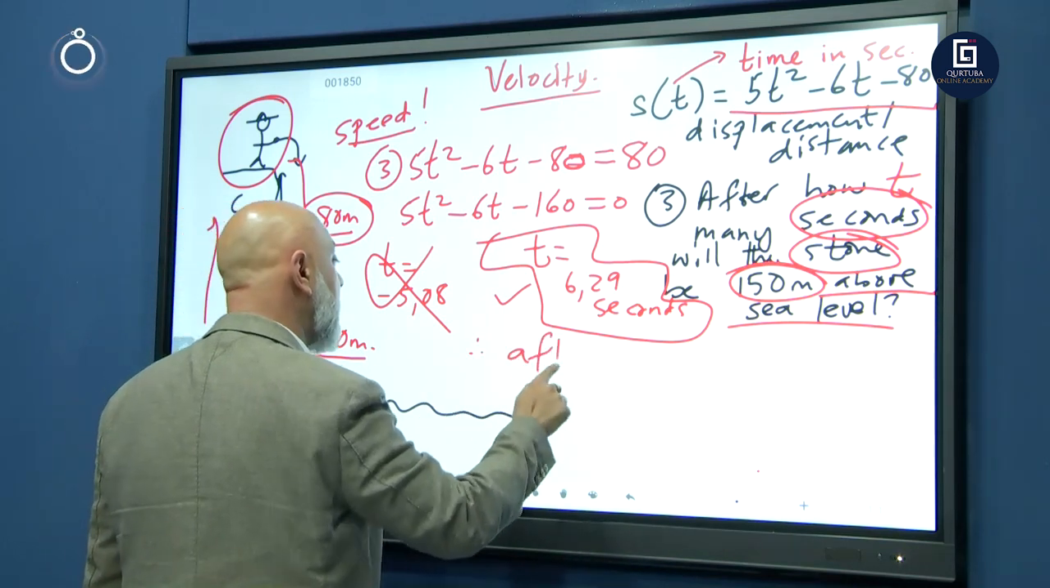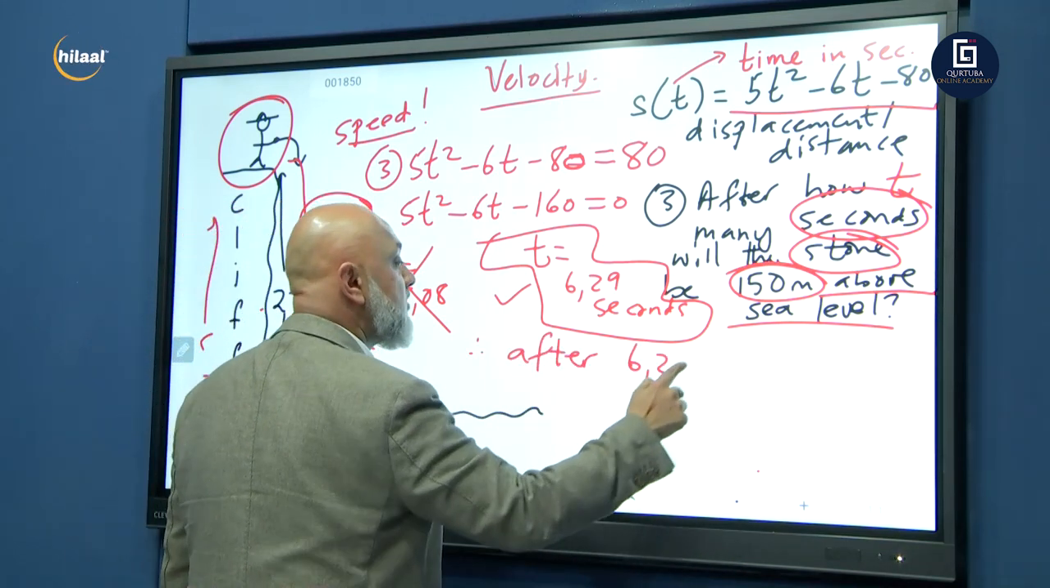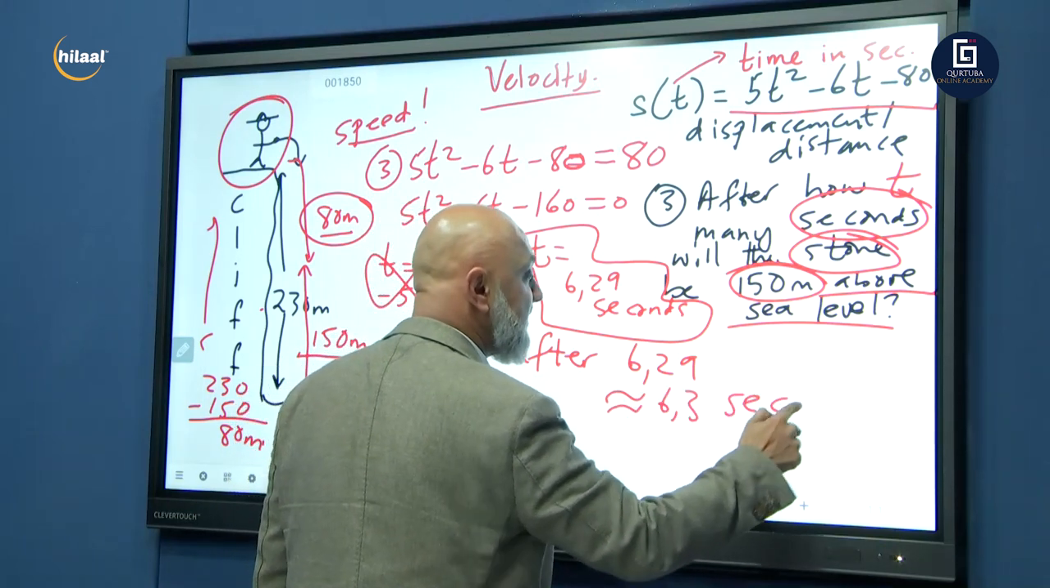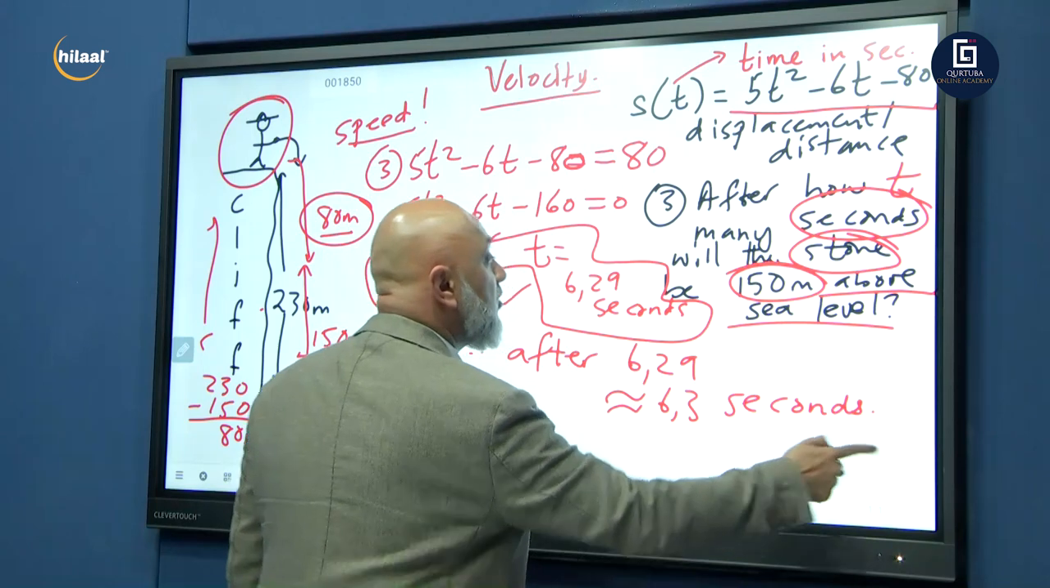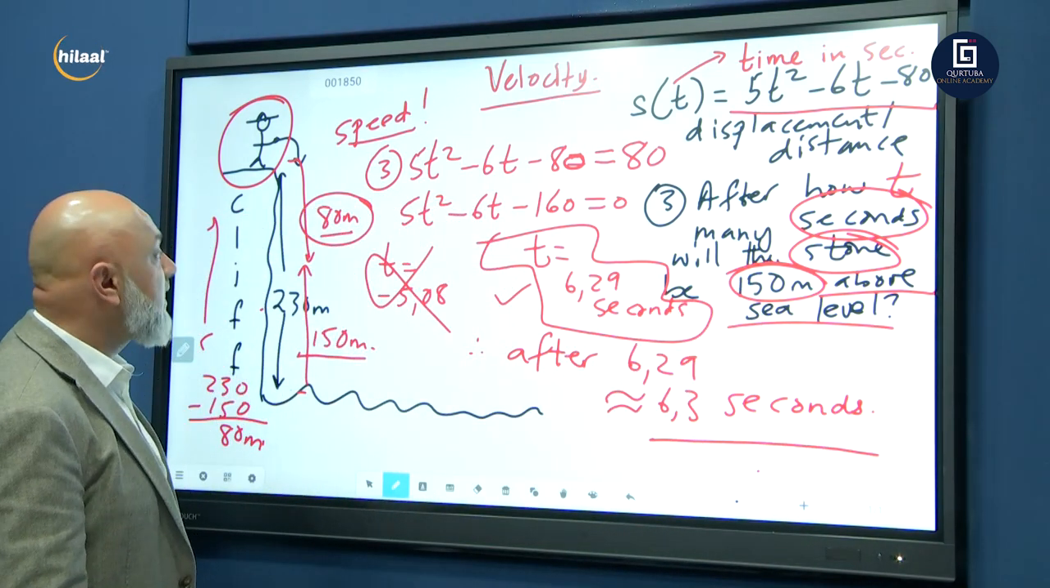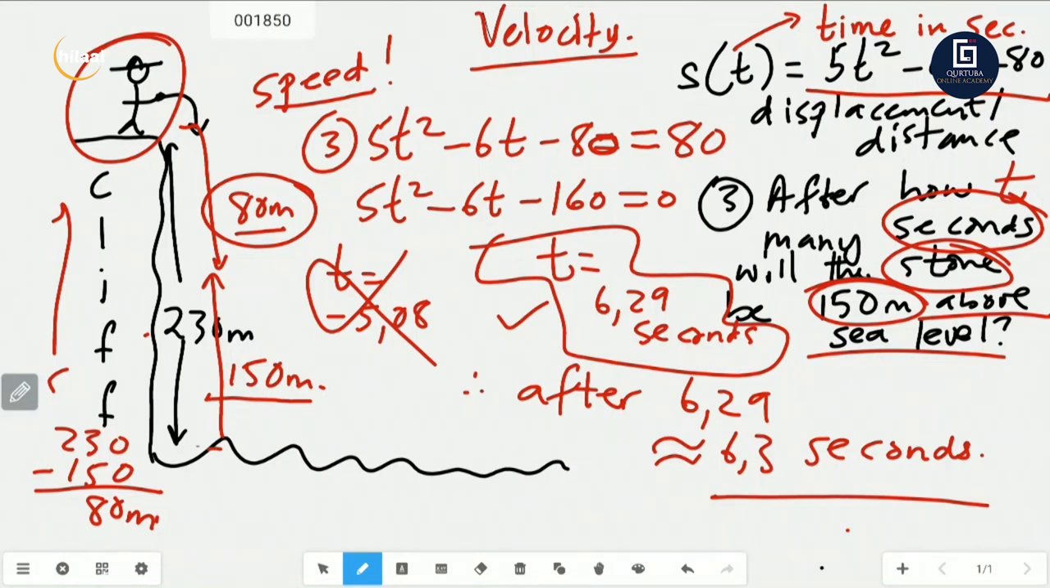Therefore, after 6.29 or approximately 6.3 seconds, the stone will be 150 meters above sea level. And there we go, guys. That wraps up your velocity and speed.